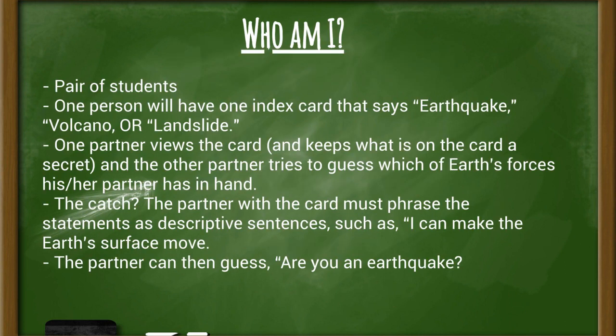For our warm-up activity today, we'll be playing the game Who Am I? The instructions are on the board. Pause the video now and read through the instructions. Go through a practice round with a partner and then play the actual rounds through for about 5 minutes, switching back and forth between who is the partner with the index card and who is the partner guessing. Then, when you have finished playing, come back and play the video.